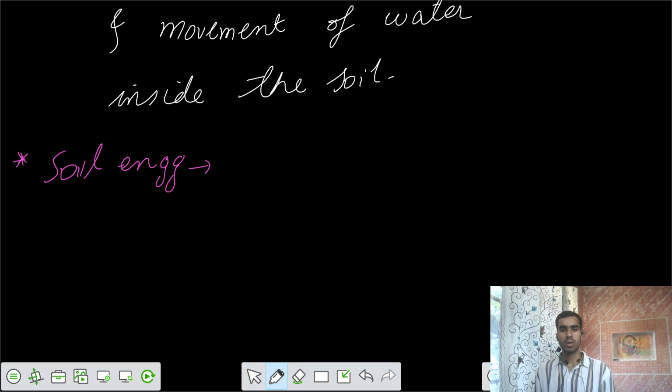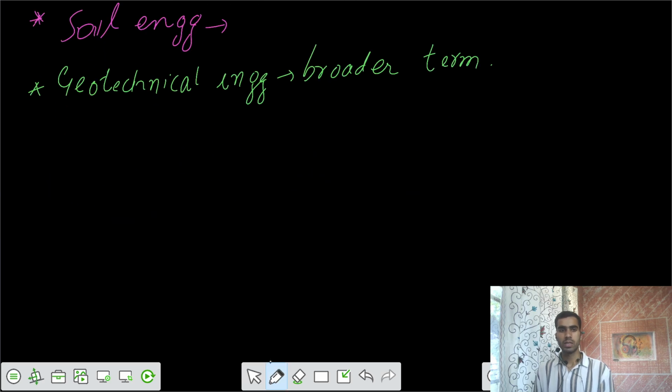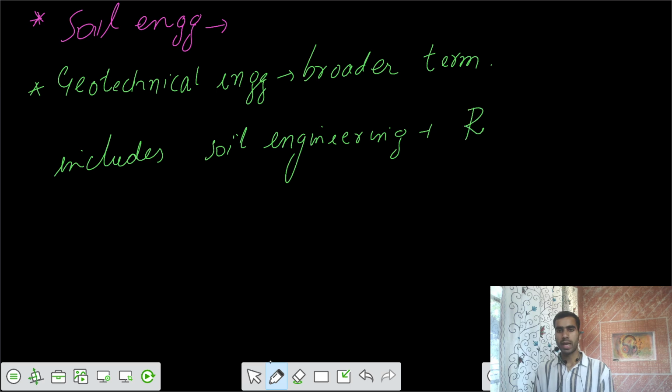And after that, we have a broader term that we call geotechnical engineering. This is a broader term that we use in everyday life. It includes soil engineering, and we have also rock mechanics, and geology.